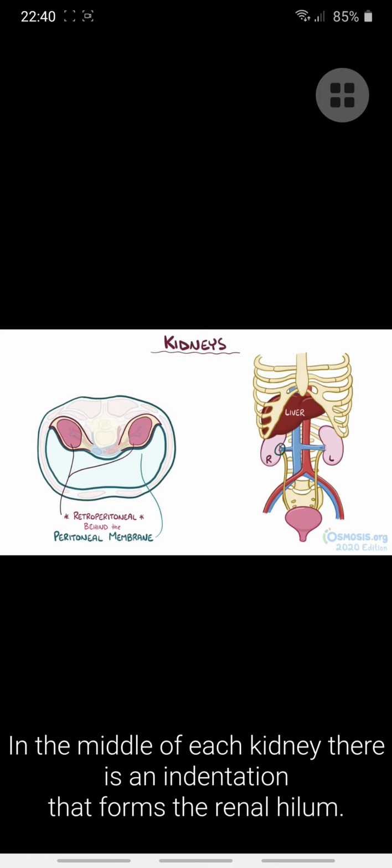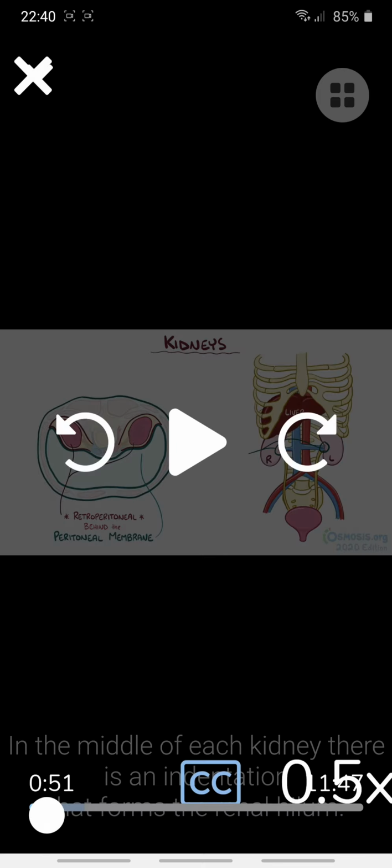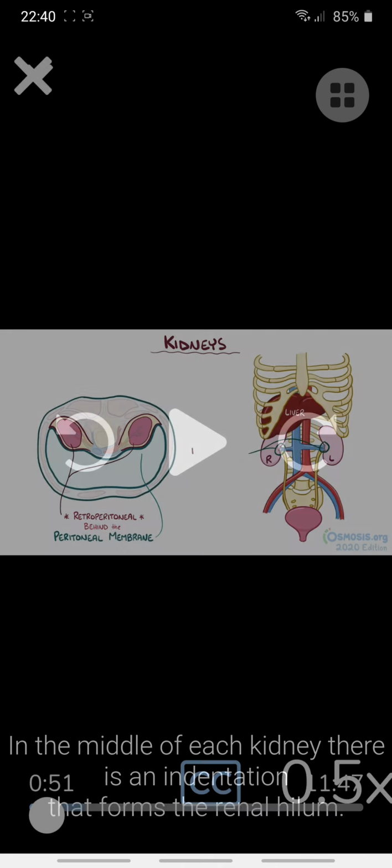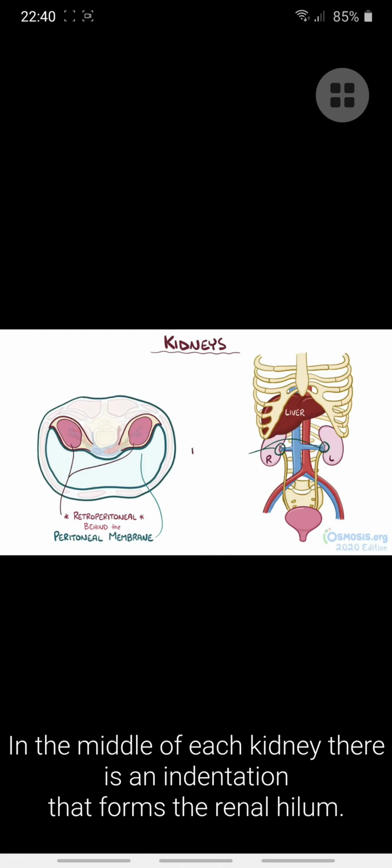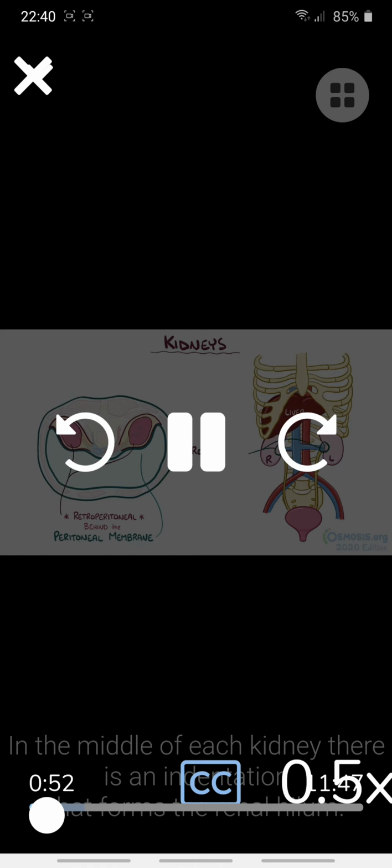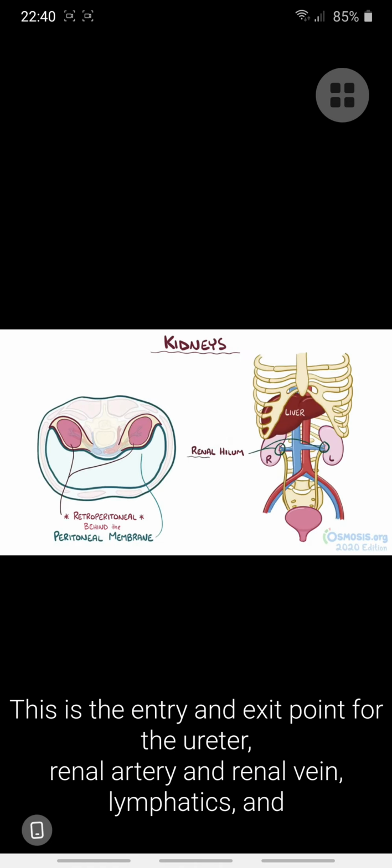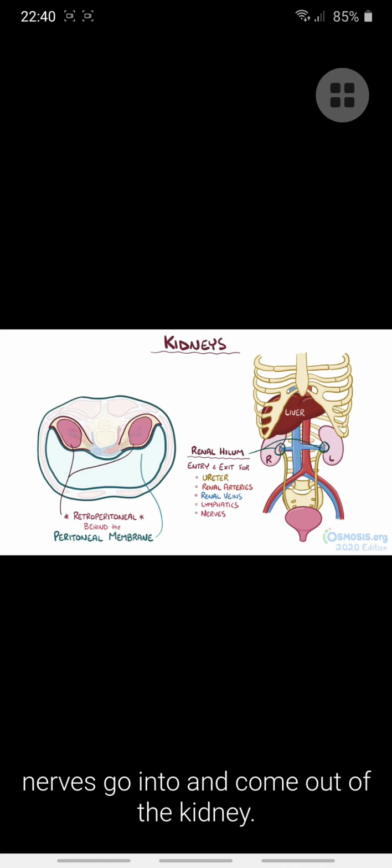In the middle of each kidney, there is an indentation that forms the renal hilum. This is the entry and exit point for the ureter, renal artery, and renal vein. Lymphatics and nerves go into and come out of the kidney.